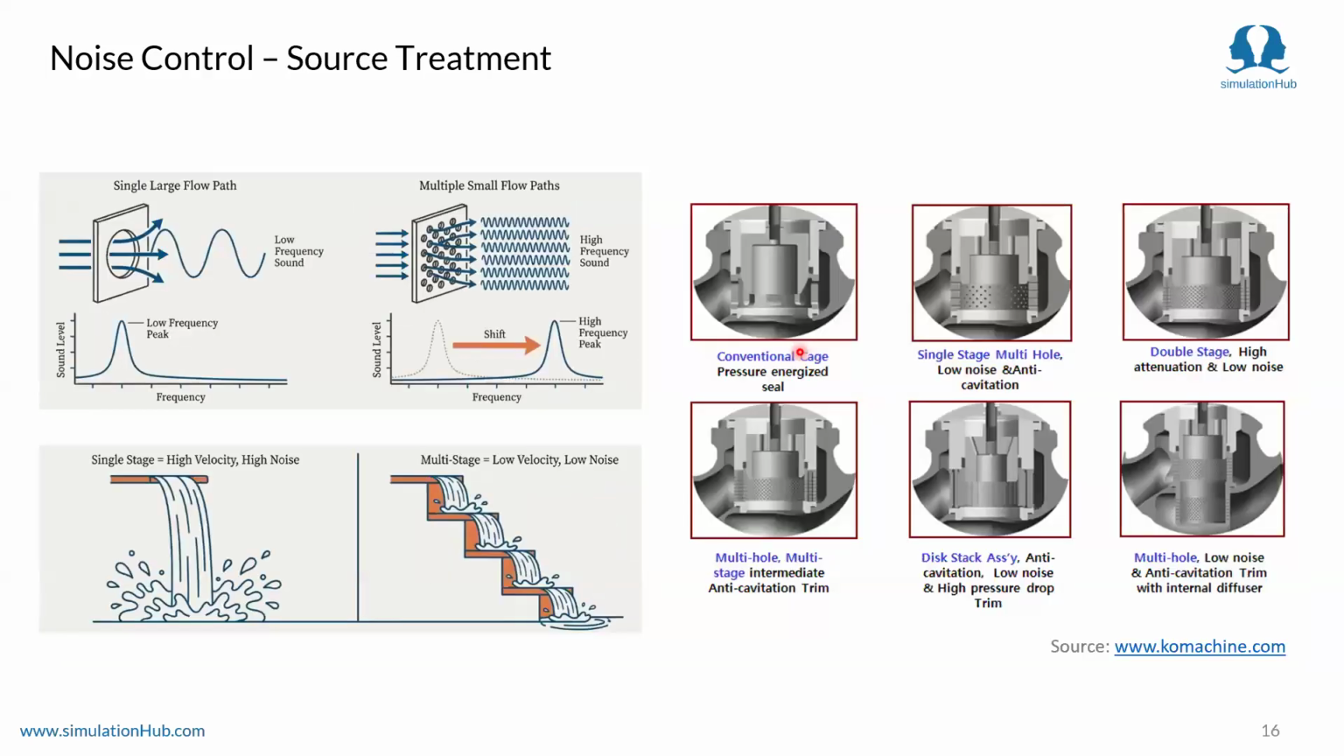We'll see how. For source treatment, there are different ways. One is making the flow pass through multiple flow paths. How will this help?